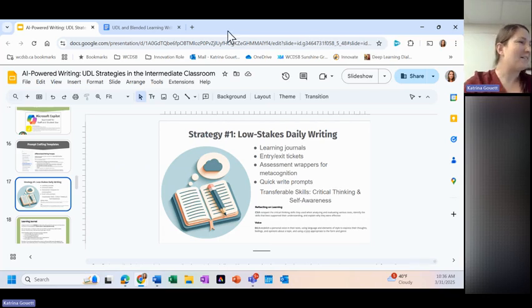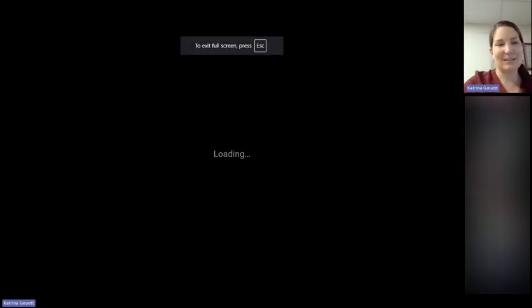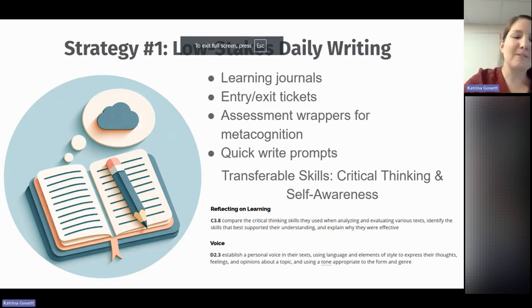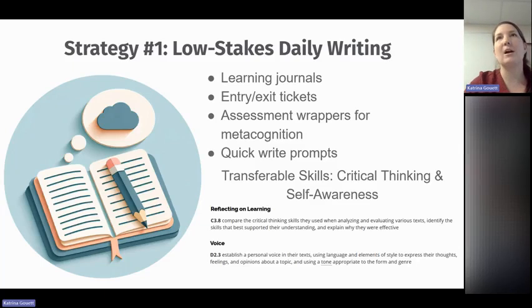Okay, so our first practical strategy is incorporating low-stakes daily writing. So learning journals give students a great space to practice new information or respond to prompts. This is especially great when we're talking about our science, our geography, our history, and thinking about writing across the curriculum. Integrating writing into our other subjects is really an important skill, and also great practice for students.